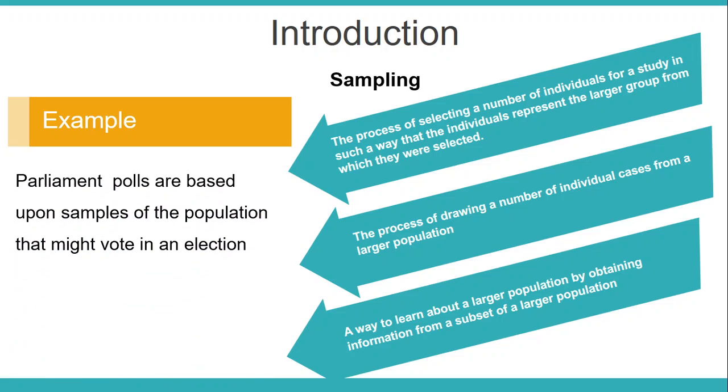For example, parliamentary polls are based upon samples of the population that may vote in an election, and they select their representatives in the parliament. So the parliamentarians represent their population, and they discuss regulations and other issues with each other. Sampling is the same as this procedure.